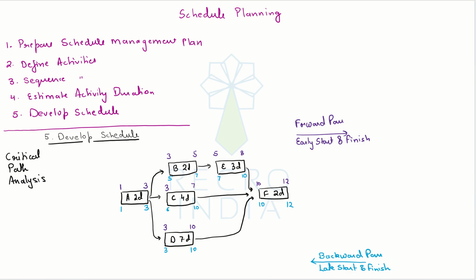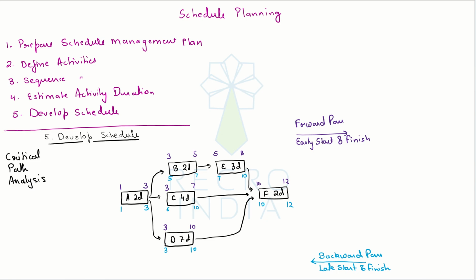Now, just as a thumb rule, remember that when you are doing forward pass, you always take the highest date from multiple predecessors. Like if you go back, we had E finishing on 8th. Now look at the purple dates. C finishing on 7th, D finishing on 10th. So we took the highest date for F, 10th.